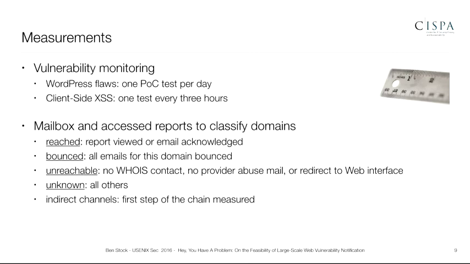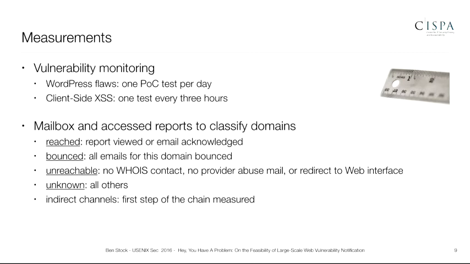While this is straightforward for the direct communication channels, for the indirect communication channels, we can only really measure the first step of the chain, so whether we reach the intermediary or not. As an example, if there's a domain which we disclosed to via a provider and this domain viewed a report on a web interface, we automatically mark all domains that we also disclosed to this provider as being reached, because by definition, we must have reached the intermediary because otherwise nobody could have clicked the link.